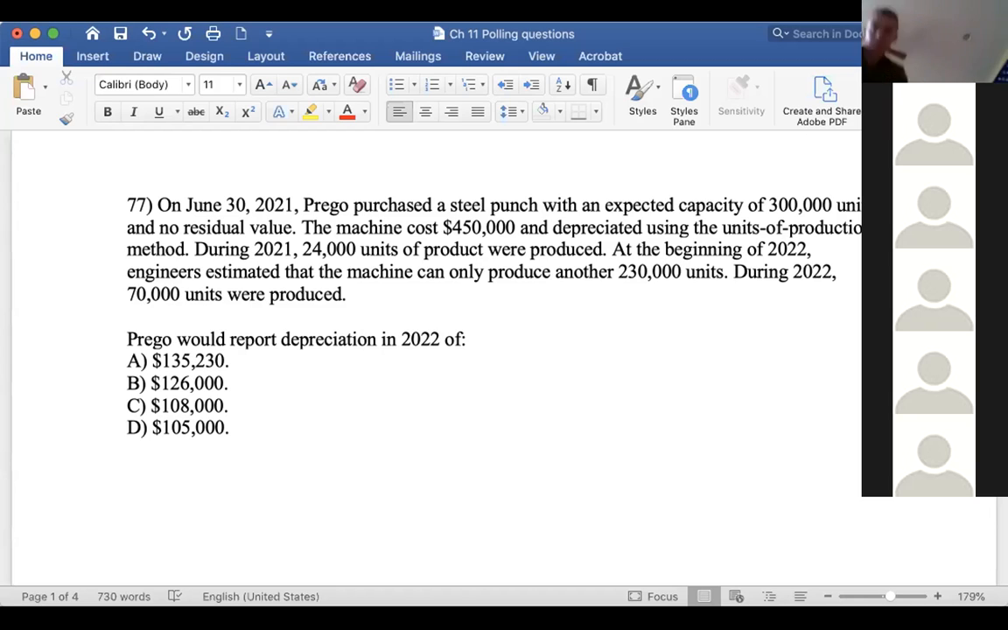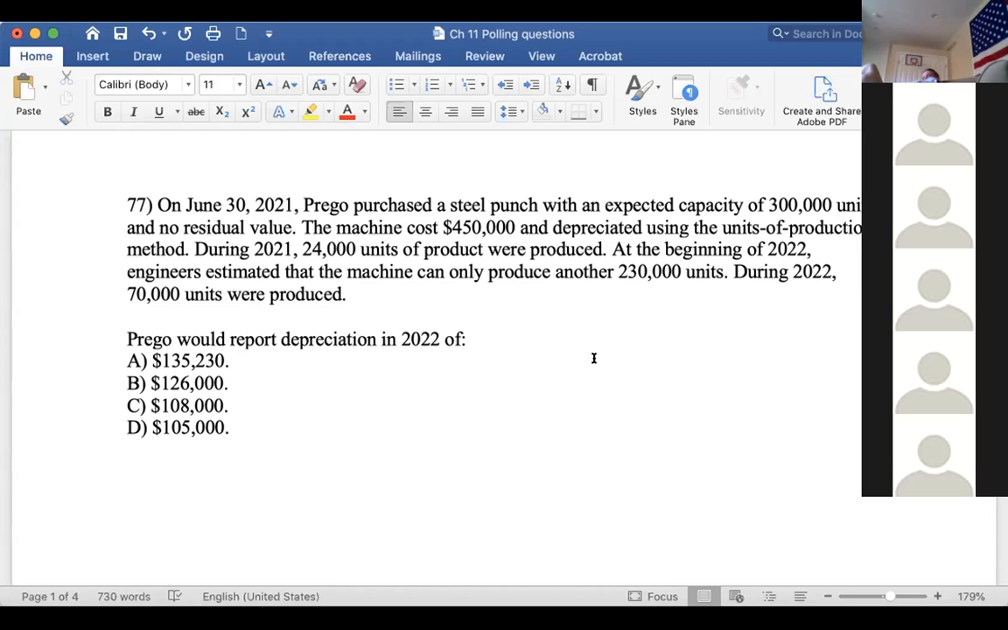Now, when did they purchase this asset? June 30th, 2021. Why don't I have to take into consideration the partial year depreciation in 2021? Because it's built into the number of units that are produced. Good, Katone, because it's built into the number of units produced. If I had had it for the whole year, I would have produced more than 24,000 units.